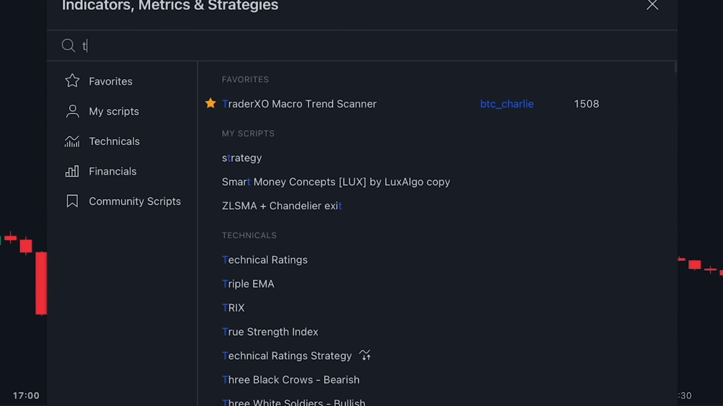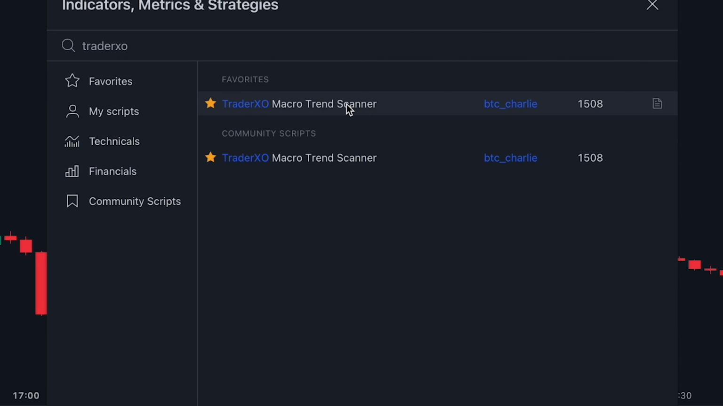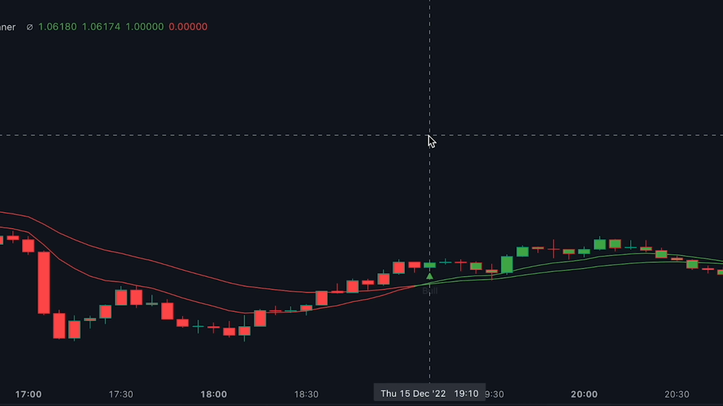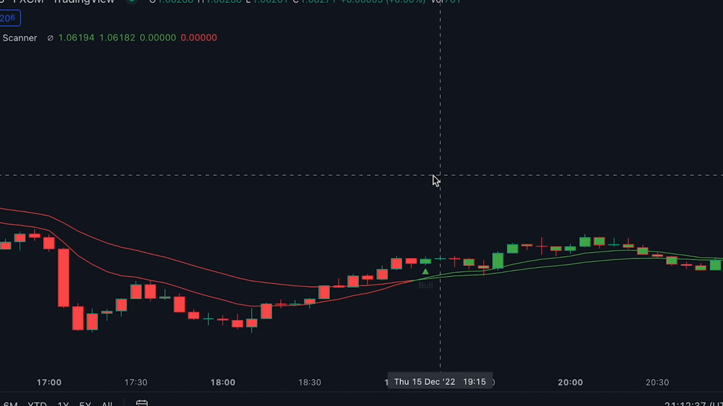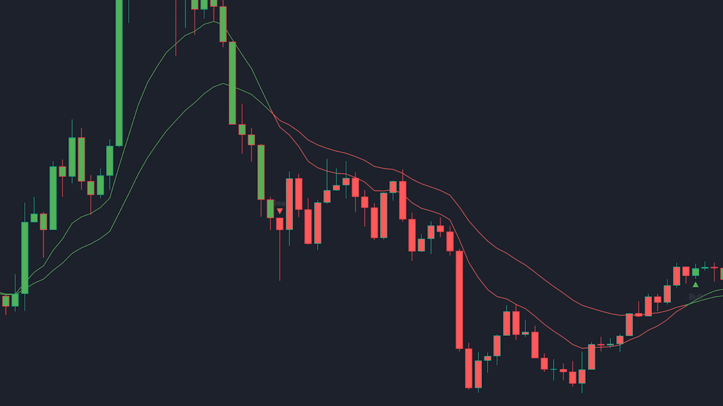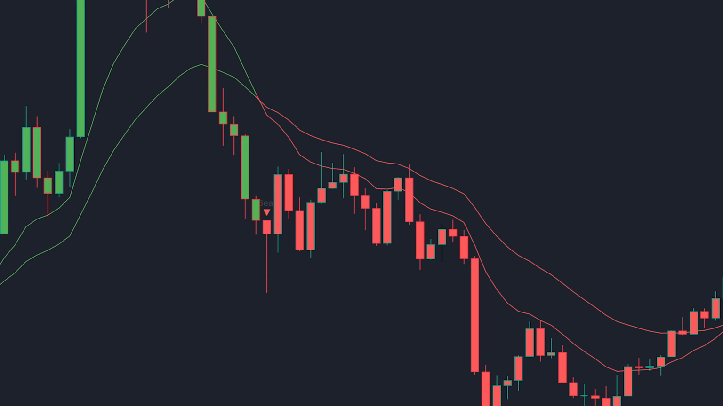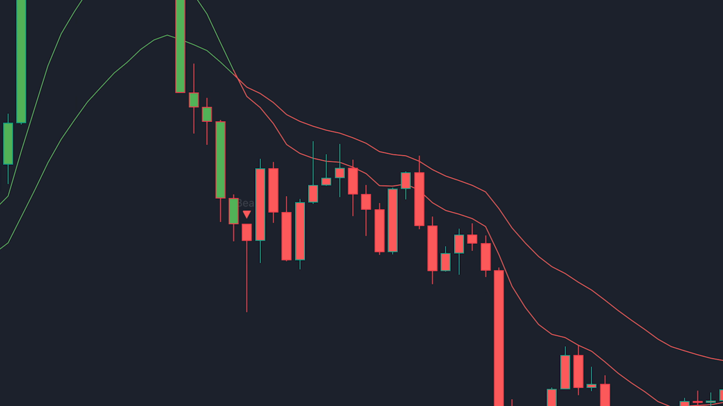Let's go to applying the first indicator. So, open the indicators section, then type our first indicator's name, which is Trader XO Macro Trend Scanner. The Trader XO indicator gives a very simple and clear buy and sell signal that we're going to use to trade. This indicator has 2 moving average graphs, which are represented by these 2 lines. The slow moving average graph is at the top, and the rapid moving average graph is below.